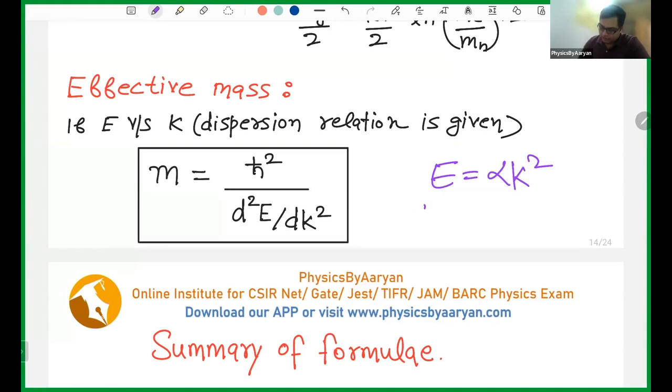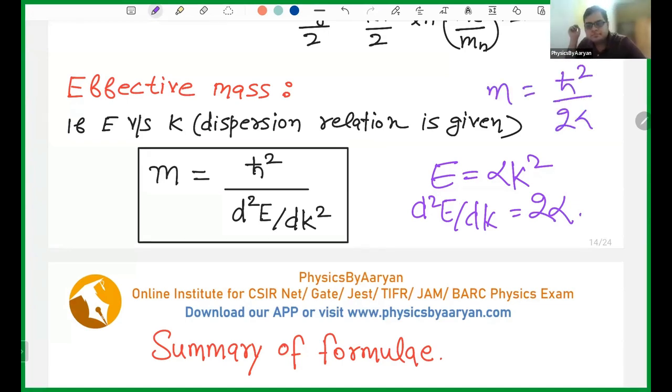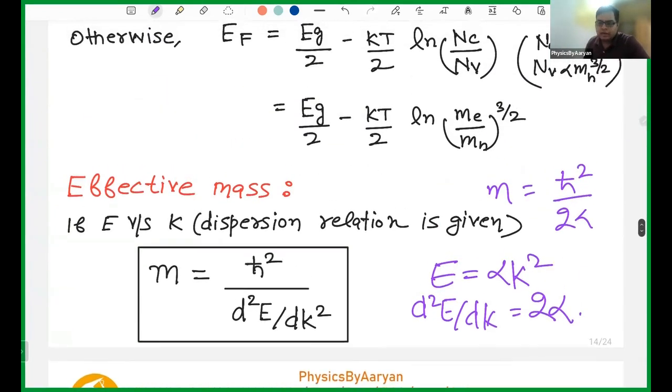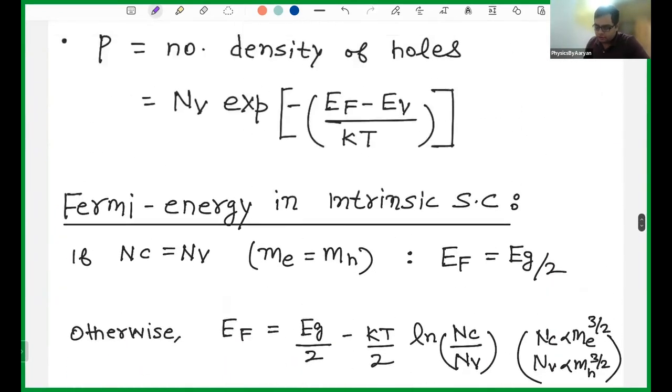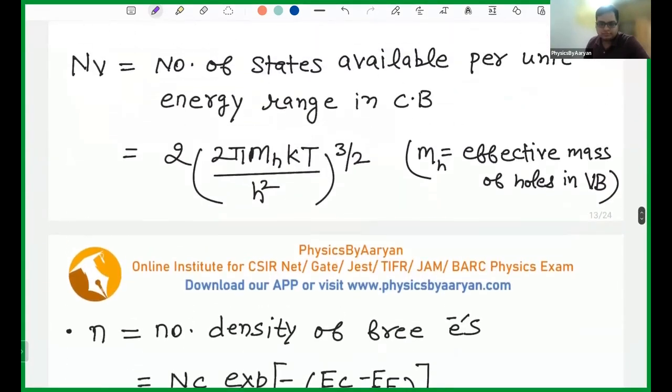In this case, if I find d square E by dk square, I have to differentiate it twice. So I will get 2 alpha. So your effective mass will come out to be h cut square by 2 alpha. This will be your effective mass. That's it. That's a simple equation. If you are given the dispersion relation, then you have to find the mass.